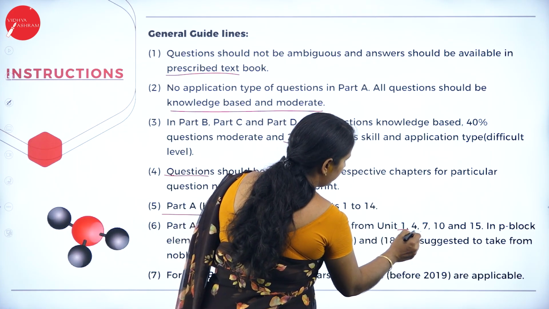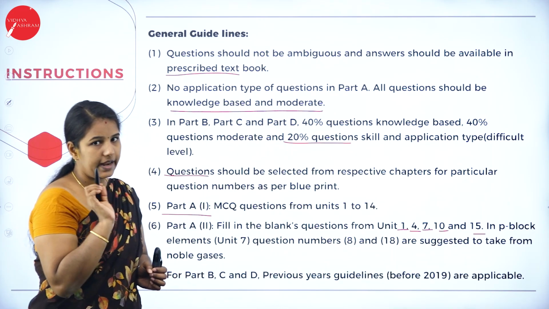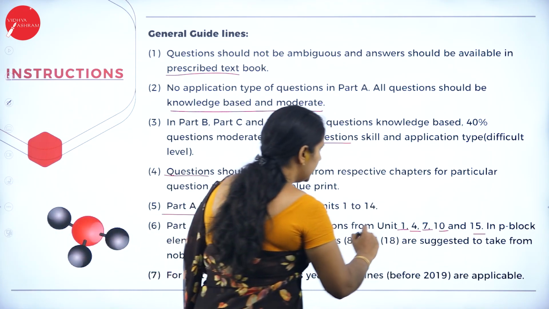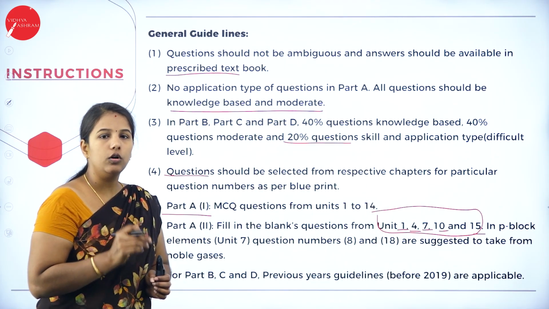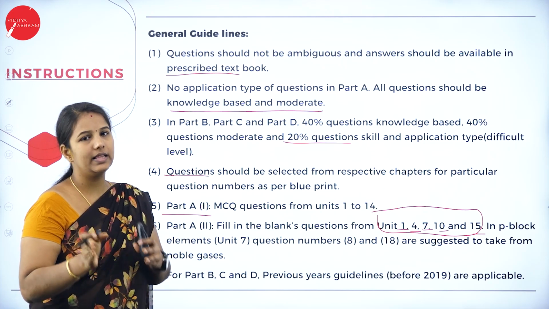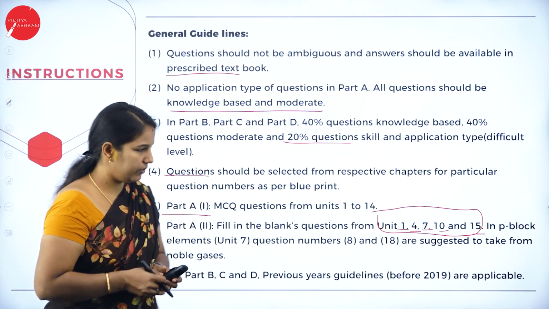Then for part B, that is the fill in the blanks question, the units such as 1, 4, 7, 10 and 15 will be selected. Please write this down. These are the units that they have chosen only to make the fill in the blanks. Okay, from those units only we can expect the fill in the blanks.